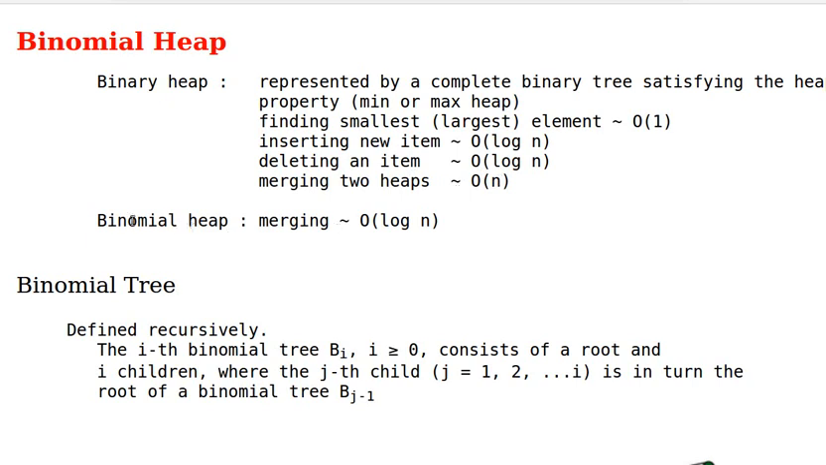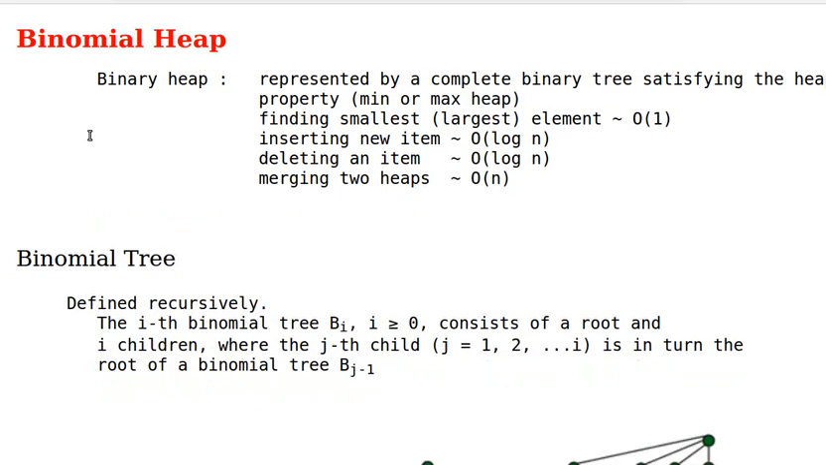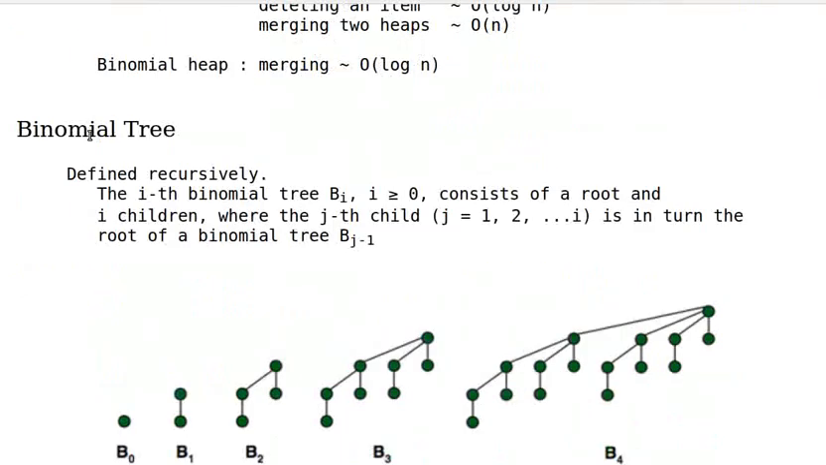For a binomial heap, it has the same time complexities for finding, inserting, or deleting. But for merging, it is more efficient. It is of time complexity big O log n instead of big O n. To understand what a binomial heap is, we have to first understand binomial tree.